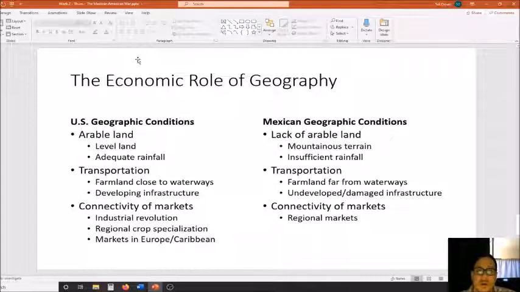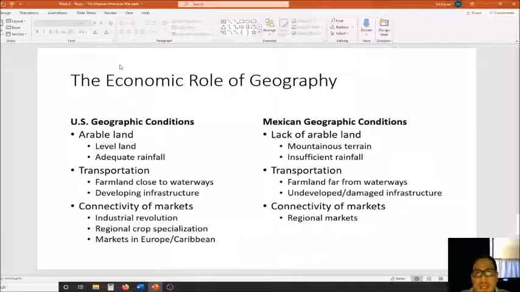Now in Mexico, they don't have a lot of these geographic benefits. For example, you don't have a huge amount of arable land. In some regions, there's a lot of mountains. So maybe the region will receive rainfall, but there are so many mountains that it's not really good for growing crops. And then in other regions, when there's not a lot of mountains, there's not a lot of rainfall. They don't have a sufficient amount of rainfall to really have extensive agriculture in those areas. So there's not a lot of arable land in Mexico.